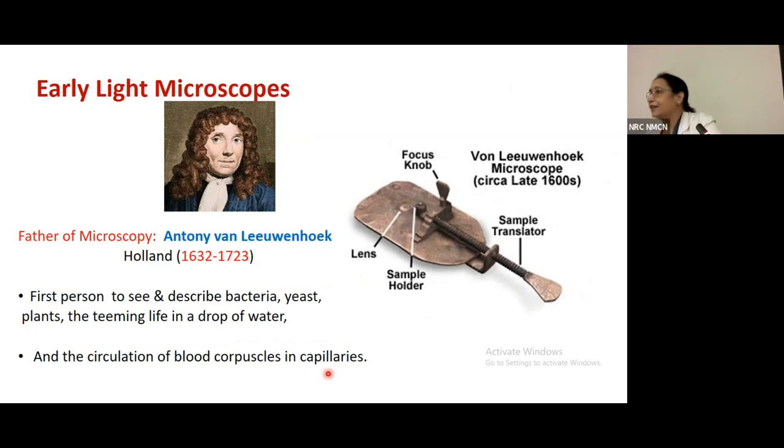Then another Dutch person, Anthony von Leeuwenhoek, is called father of microscopy. He was the first person to see and describe bacteria, yeast, plants, and teeming life in a drop of water. He also saw circulation of blood corpuscles in the capillaries. This is his primitive microscope.